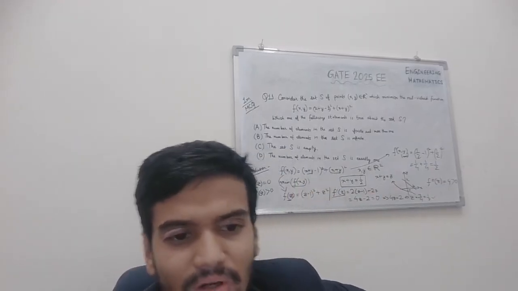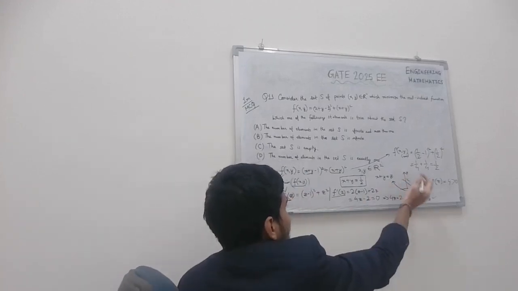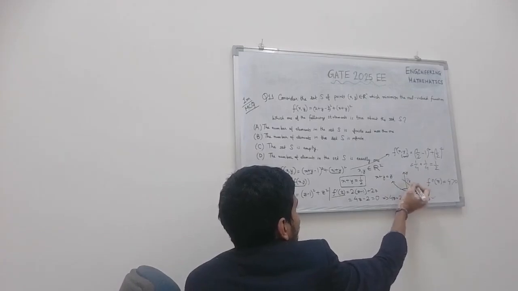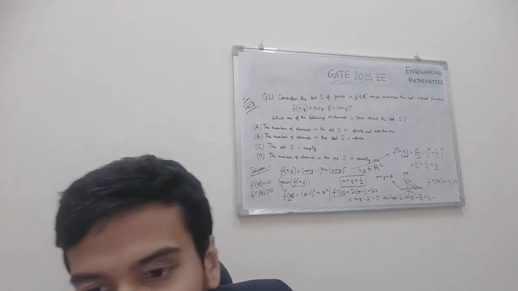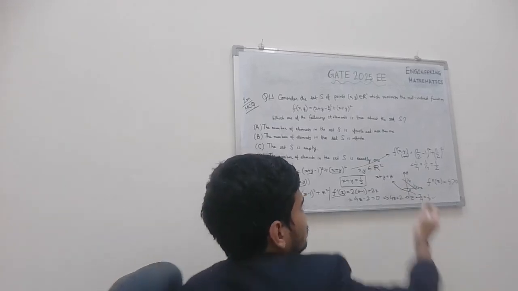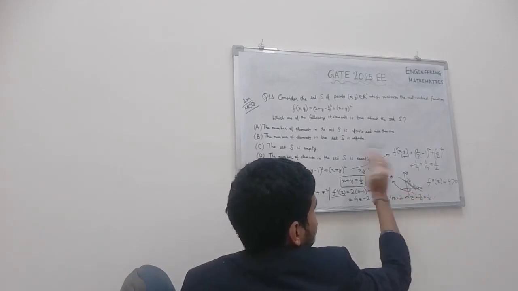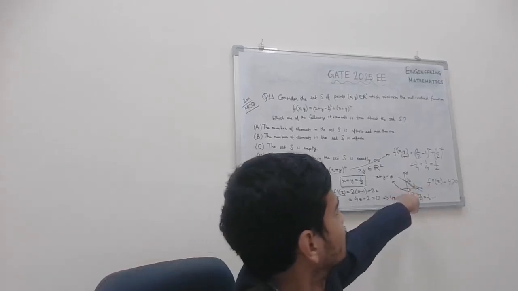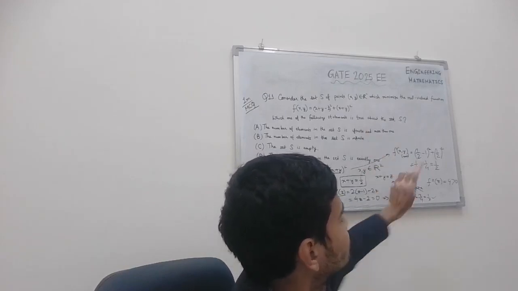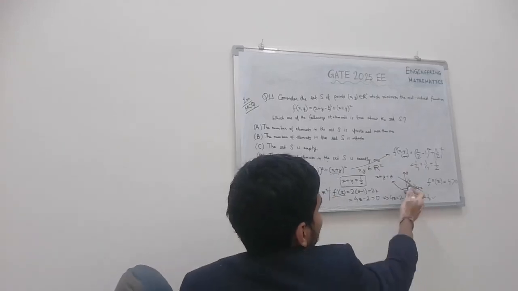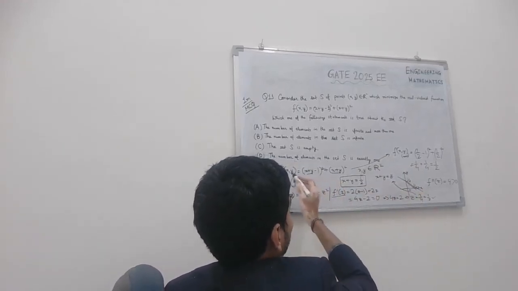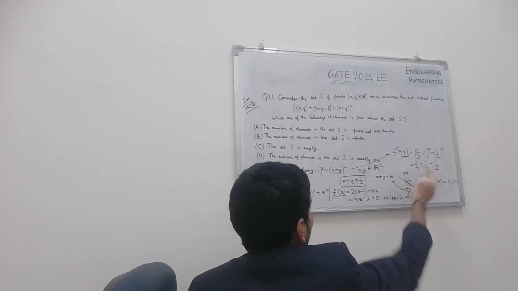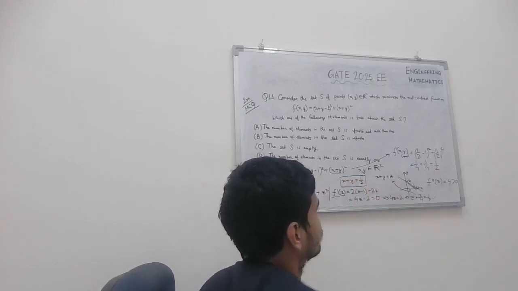Now what does x plus y equal to half represent? This is a straight line. So how many points of x and y are possible on this line? Infinite. x and y can have infinite values on this line, and for all these values f is minimum.